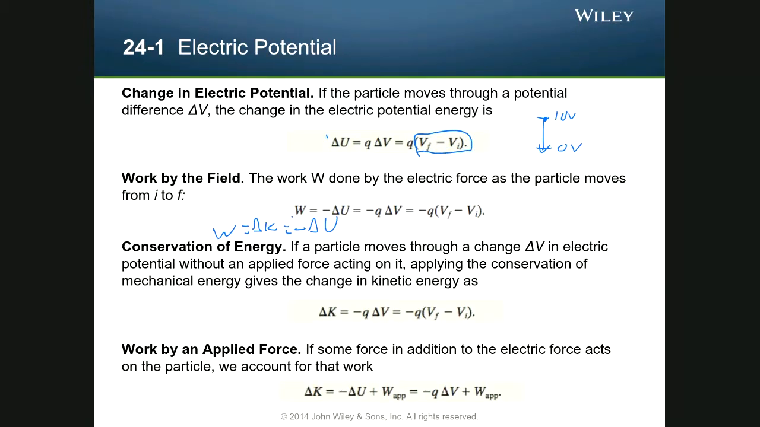And from conservation of mechanical energy, we have our equation here, the written equation.